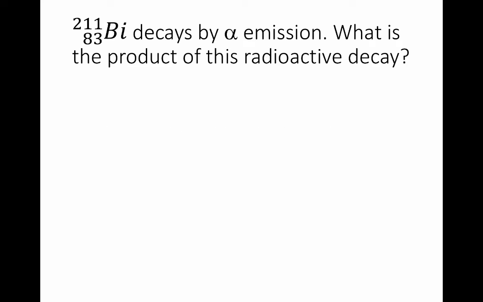Let's try some problems. All of these problems are nuclear reactions that actually occur in the world. In this first problem, we have bismuth-211 decaying by alpha emission. What that means is, bismuth-211 is radioactive, it naturally falls apart, and when it does, it splits into two pieces. One is an alpha particle, and the other is something else. Okay, what is the something else? That's what we need to find out in this problem.